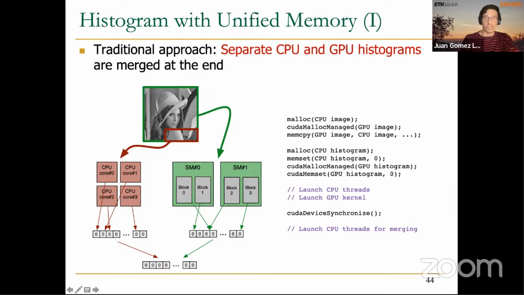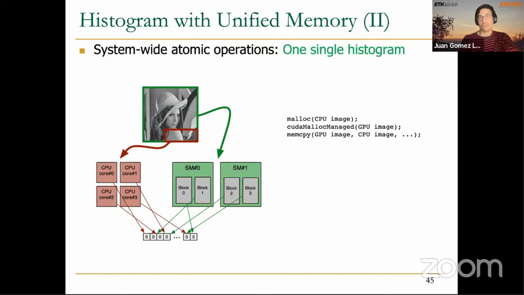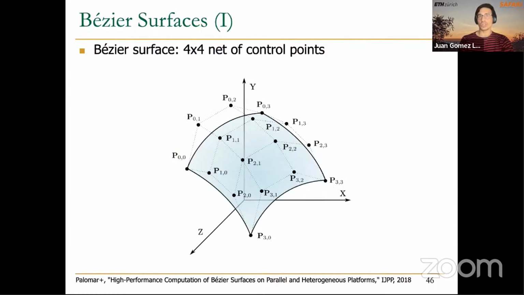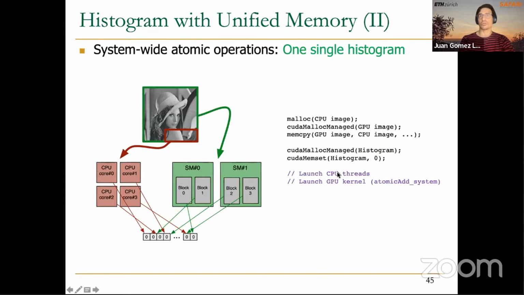But this can be even easier to program, and we can save even more lines of code if we have a single histogram that is accessed by both CPU cores and GPU cores. And this is doable because now we have a unified memory space, we have a coherent view of memory from both the CPU and the GPU, and we can use system-wide atomics. And in this case, we just need to allocate one histogram, and we can launch CPU threads and GPU kernel, and using the system-wide atomics, we can write the code in a much simpler manner.